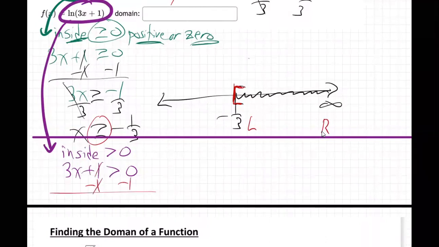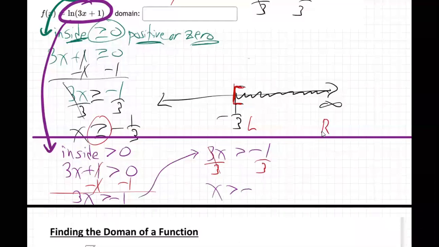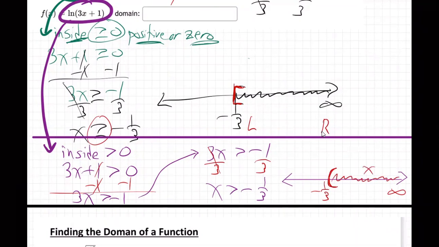Subtract 1 from both sides. 3x greater than -1. Divided by 3. X is greater than -1/3. How do you put that on a number line? Let's do it. So -1/3 to infinity, right? Greater. Parenthesis right there. Right, because x is greater than -1/3.